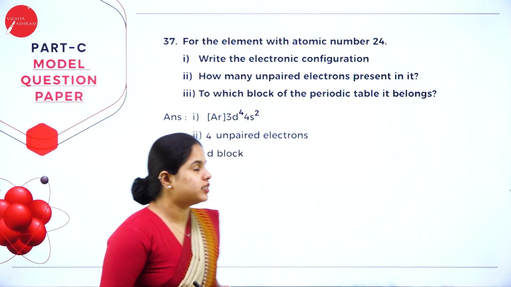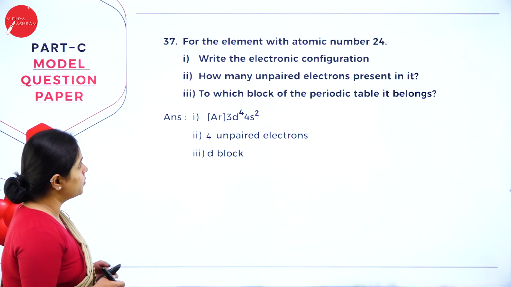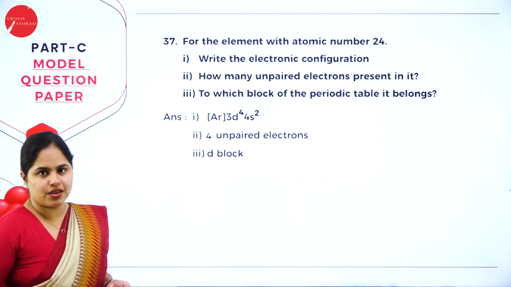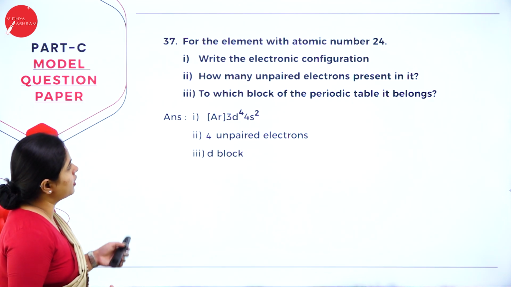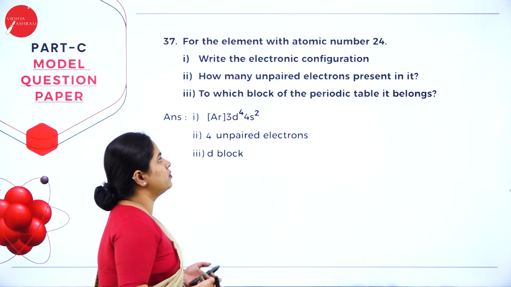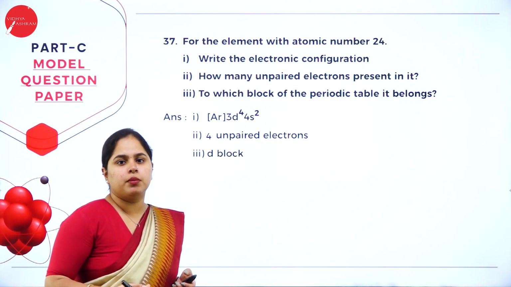Now moving on to the next question, that is question number 37. For the element with atomic number 24, the atomic number is given already. 3 parts are there. Write the electronic configuration, how many unpaired electrons are present in it, and to which block of the periodic table it belongs.